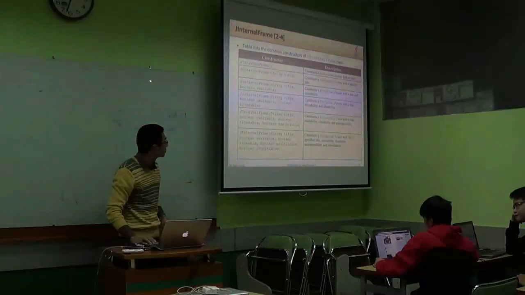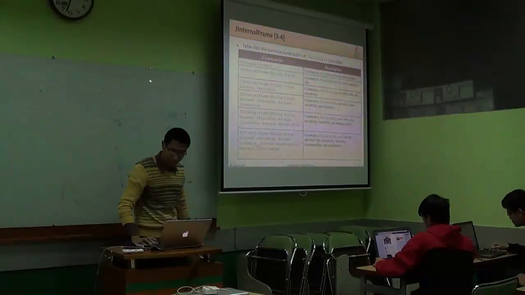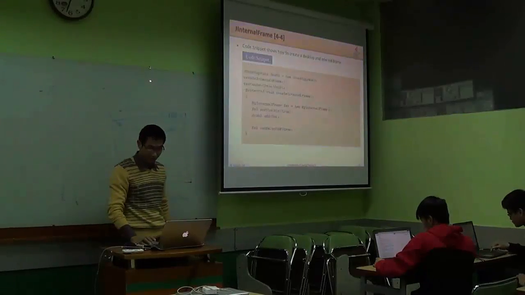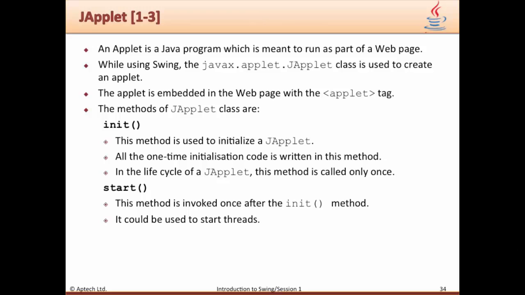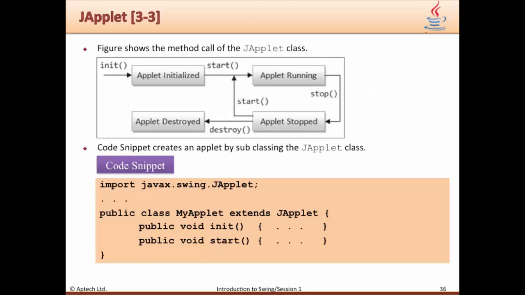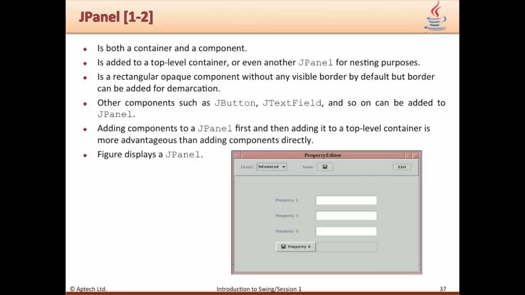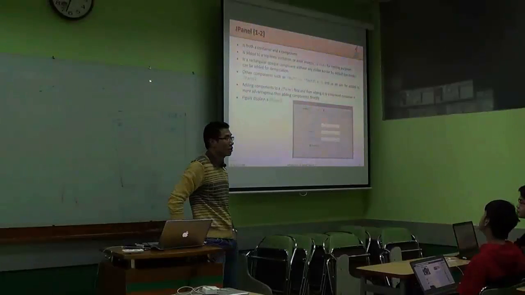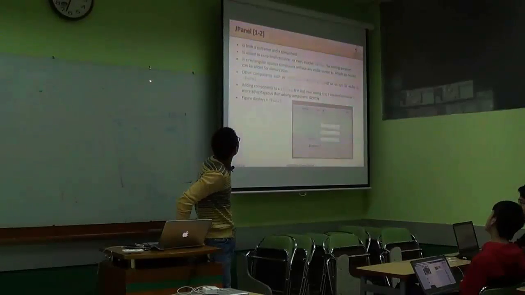So these are some special characteristics of the J internal frames. Then J applets, we don't study applets right now. What is J panel for? Let's review. We are almost at the point where we stopped last time. What is J panel? What is J panel?